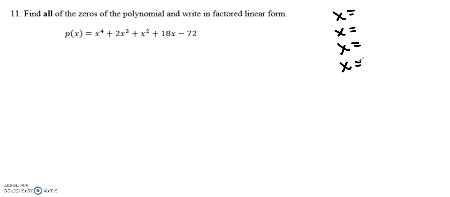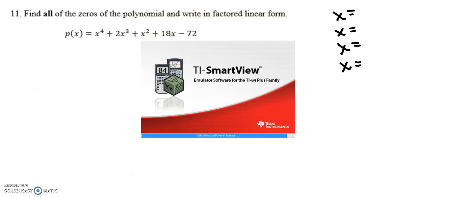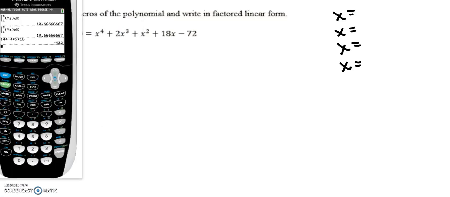So starting with x to the 4th, you could list out all of your potential zeros with the factors of 72 and the factors of 1. But ultimately, you're going to end up needing to graph in order to find one that works to get started. So let's go ahead and see what we got here.